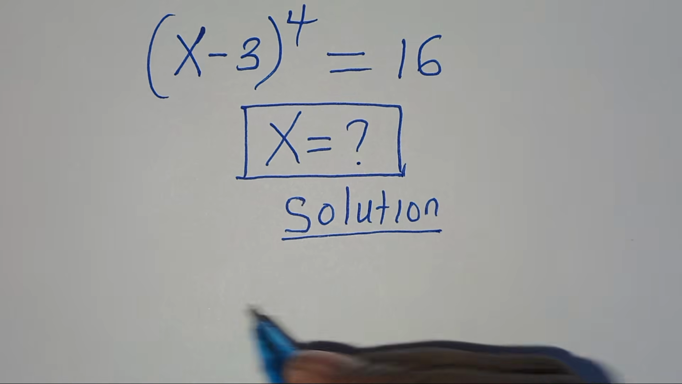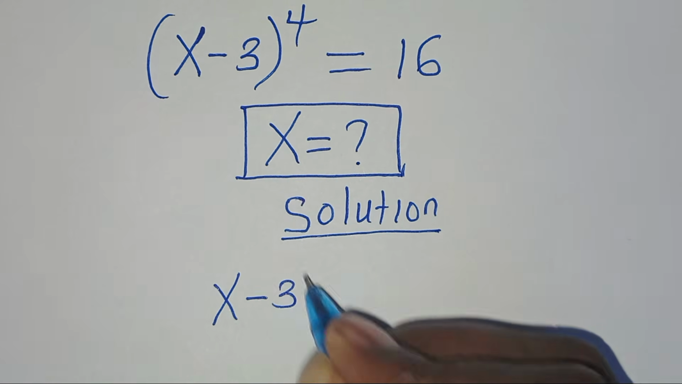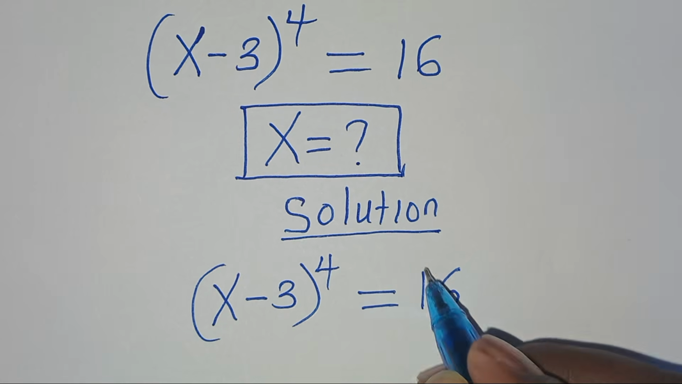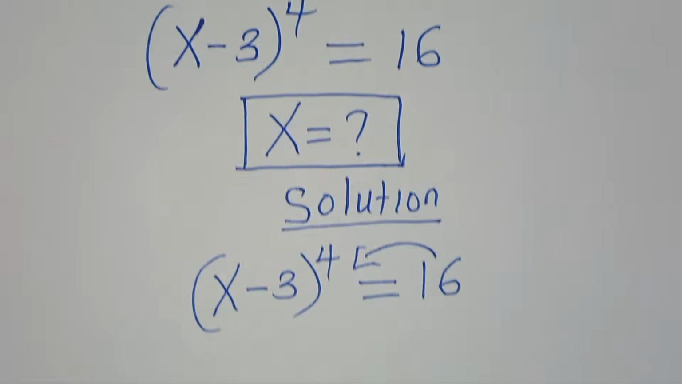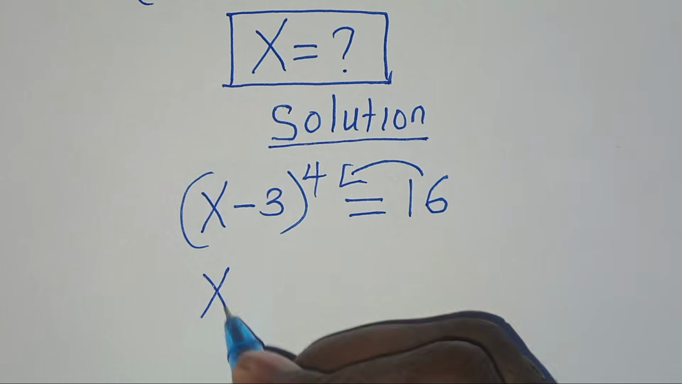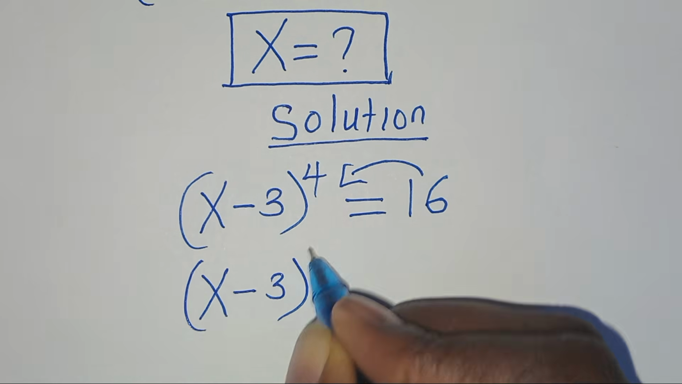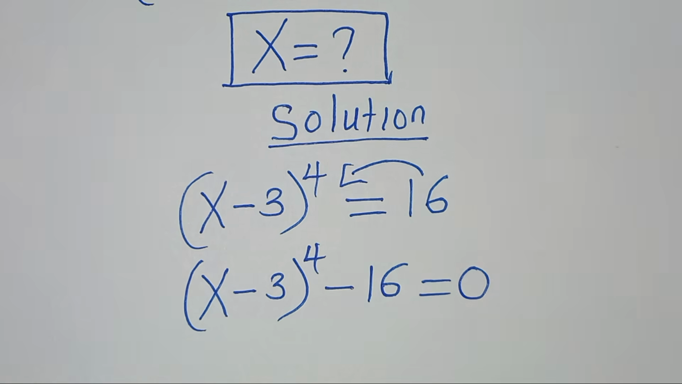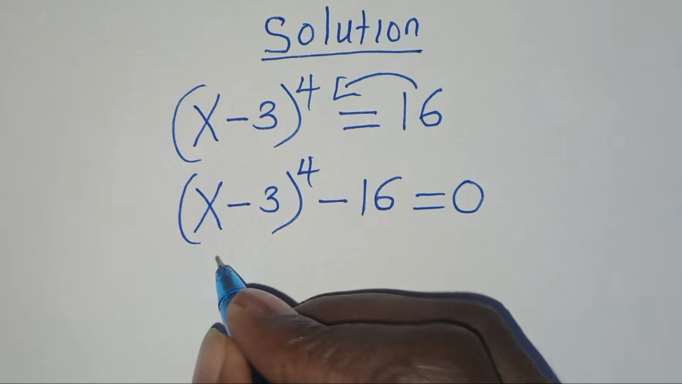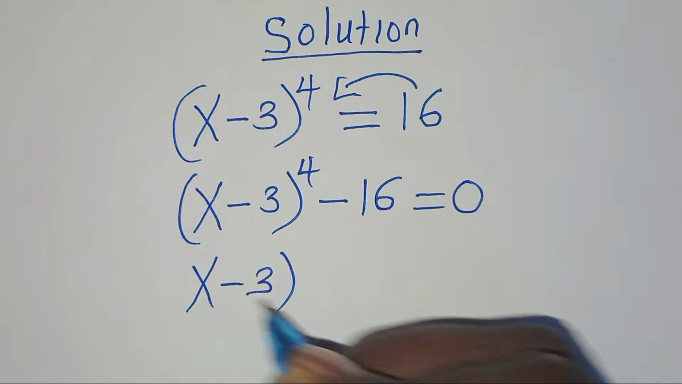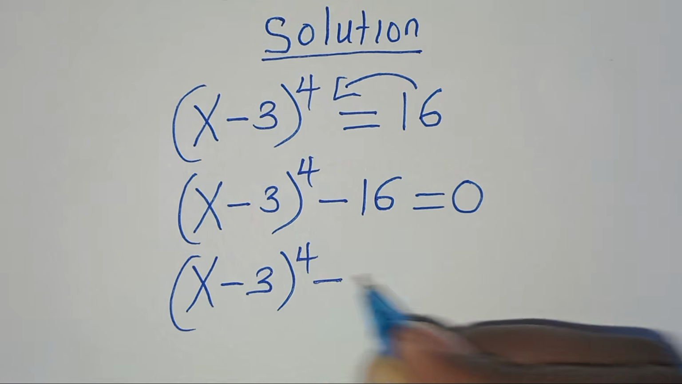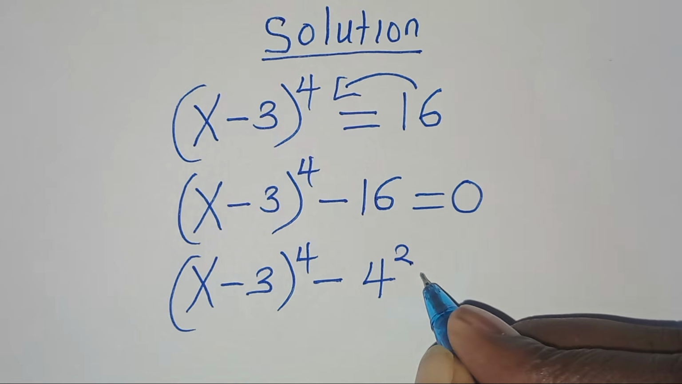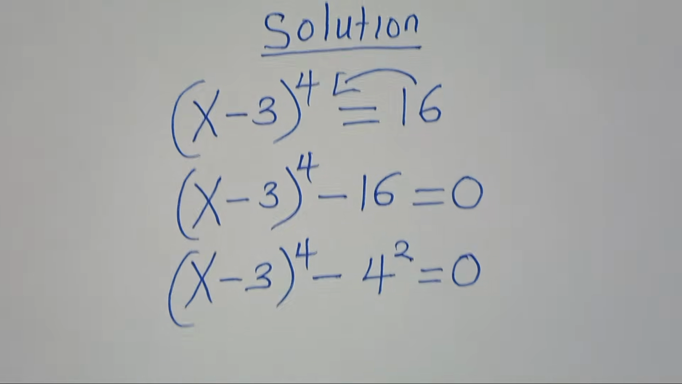So now we have (x − 3) raised to the power of 4 equal to 16. The first step is to take 16 to the left-hand side, so that we have (x − 3)^4 − 16 = 0. So this is (x − 3)^4 − 16. We can express 16 as 4 to the power of 2. This is equal to 0.